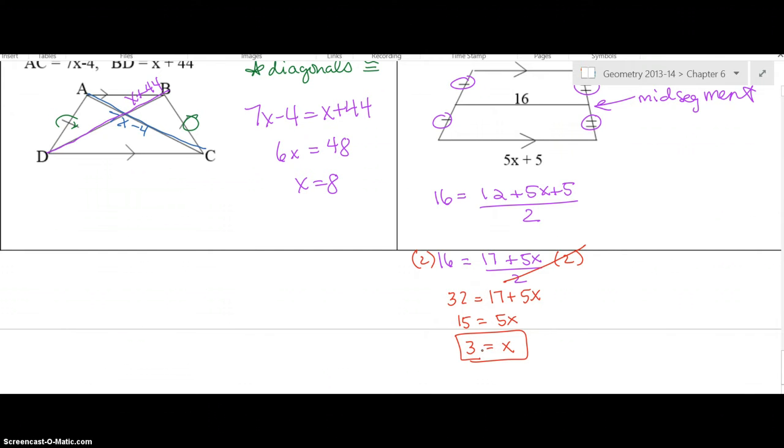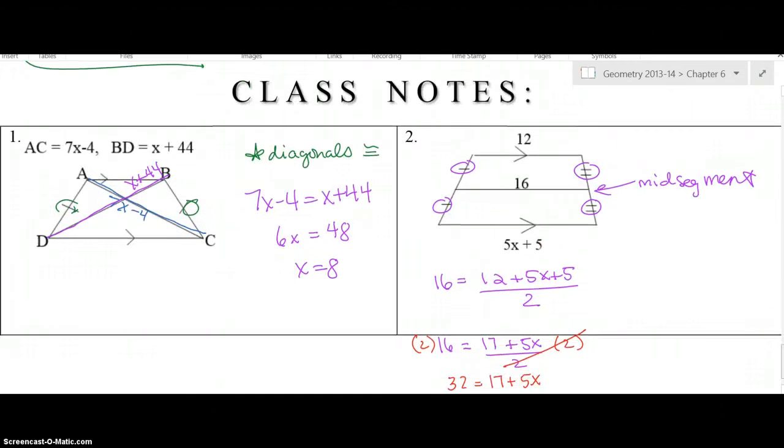3. Now, if you wanted to check your answer to make sure it made sense, you could plug that back in, and 5 times 3 is 15 plus 5 is 20. So, is 20 and 12, is 16 halfway between 20 and 12? Yes. So your answer is correct. Any questions on that?